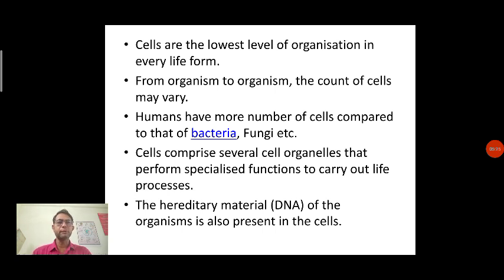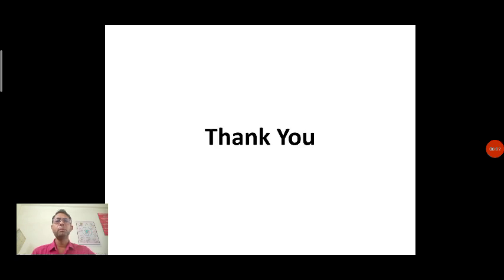A cell comprises several cell organelles that perform specialized functions to carry out a process, or what we call life processes. Every cell performs some particular function, and all of that we call metabolism. The hereditary material, that is DNA, or in some cases RNA, of the organism is also present in the cell. So the cell is the most important unit, which carries the genetic material with it also.